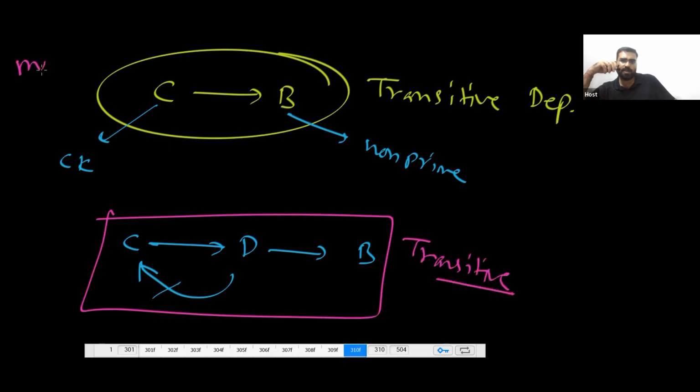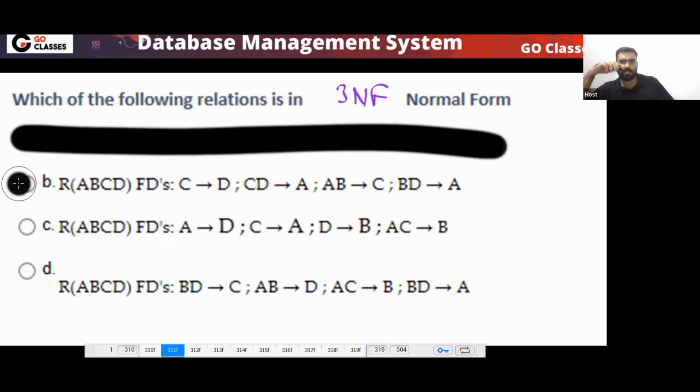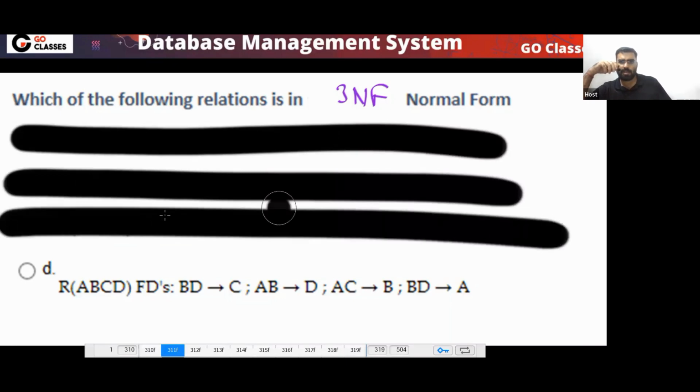So this is your method number 2. You can check like this also. What about the next? What about D? For option D, what is the candidate key?